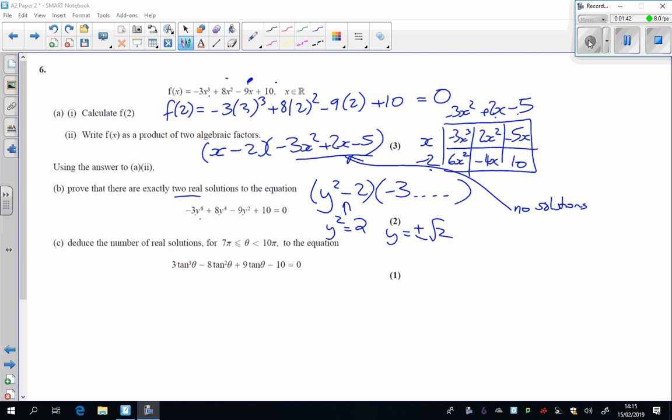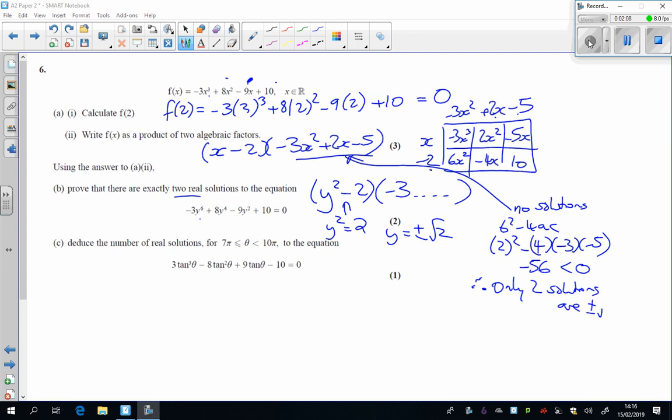Why? Well, because b squared minus 4ac, you actually have to do it, you can't just write no solutions. So I've got minus 4, lots of minus 3, lots of minus 5. That all works out to give minus 56, which is less than 0. So therefore, no solutions here. The only 2 solutions are plus or minus root 2.